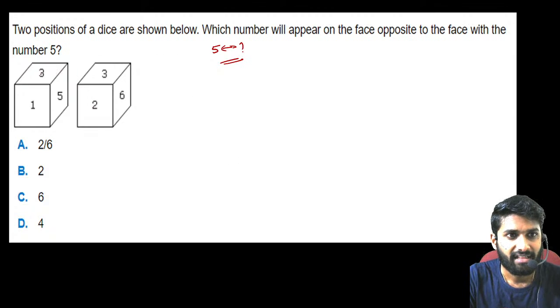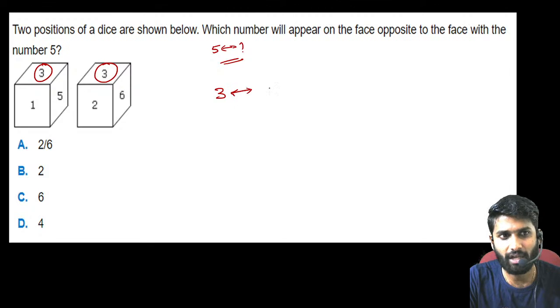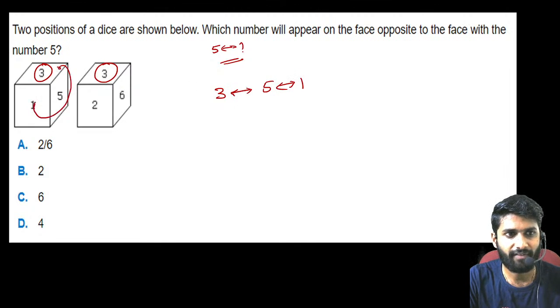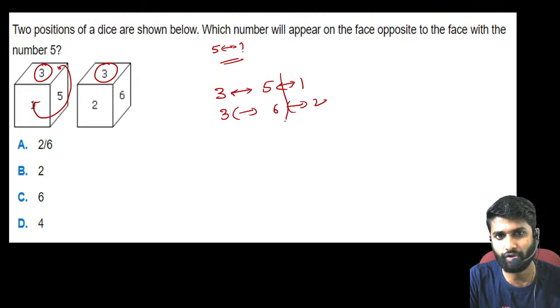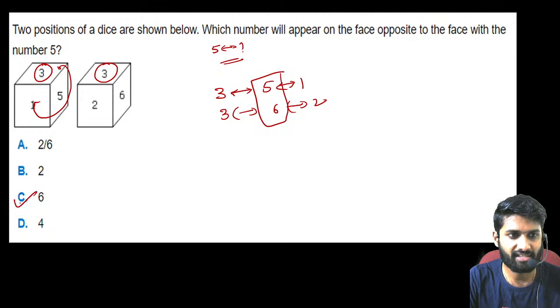Then see this one: 3 5 1, 3 5 3, 2 6. What is your observation? One of the elements is a constant. If one element is a constant, the notation is clockwise, 3 5 1. Same thing, 3 6 2. Here my question: what is the opposite number of 5? That is 6. So the answer becomes 6.